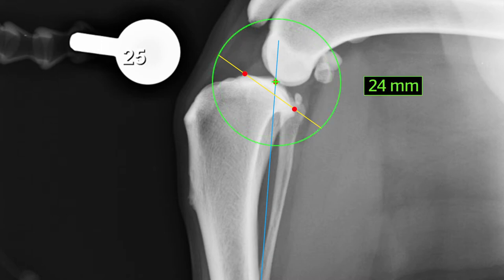Once the size and position of the osteotomy have been determined, they can be defined and transferred to surgery by measuring linear distances from anatomic reference points. These measurements will be transferred to the tibia during surgery to aid in correct intraoperative osteotomy location.